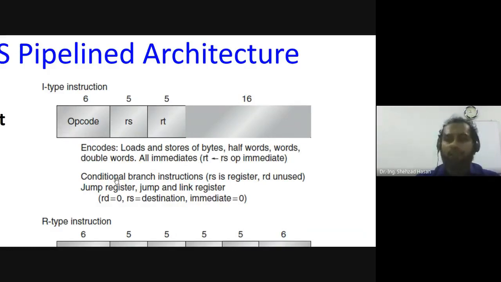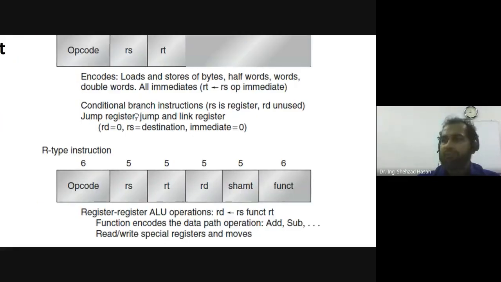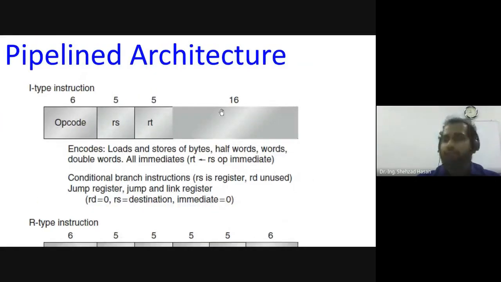In all three formats, there are 6 bits for the opcode, and these are your most significant bits. So bits 0 to 15 are the immediate value, then the next 5 bits are a register code, the next 5 bits are another register code, and the next 6 bits are the opcode. 5 bits of register code means you have 32 registers. So this is a very simple format: two register codes, an immediate value, and an opcode. This is an I-type instruction.